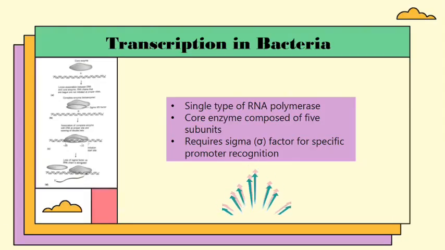So this presentation explores the process of transcription in bacteria, focusing on RNA polymerase structure, promoter recognition, transcription initiation, elongation, and termination mechanisms. So in transcription in bacteria, there is a single type of RNA polymerase, and the core enzyme is composed of 5 subunits, and it requires a sigma factor for specific promoter recognition.